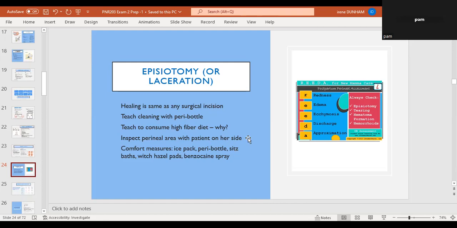And then she goes home with it. She gets her own sitz bath and she can take it home. And then, of course, I already talked about witch hazel pads like Tucks, and then benzocaine spray, which is all very nice. And you have the Epifoam and Dermoplast. It's all according to where you work. Okay, so that's how you take care of that episiotomy.